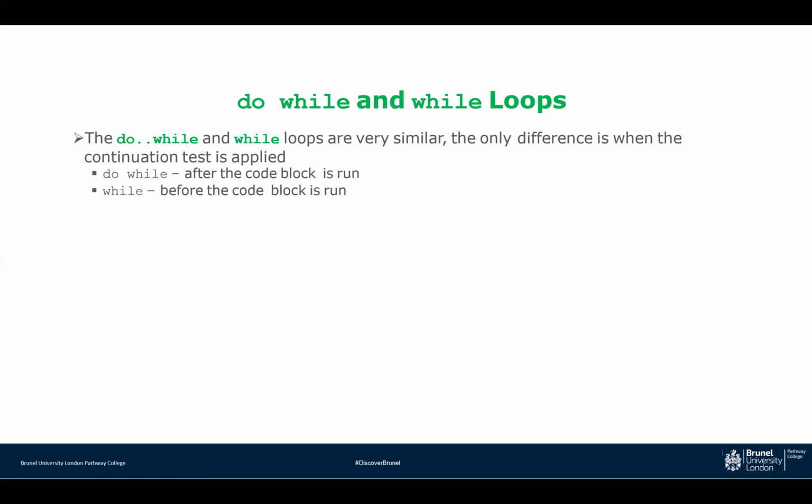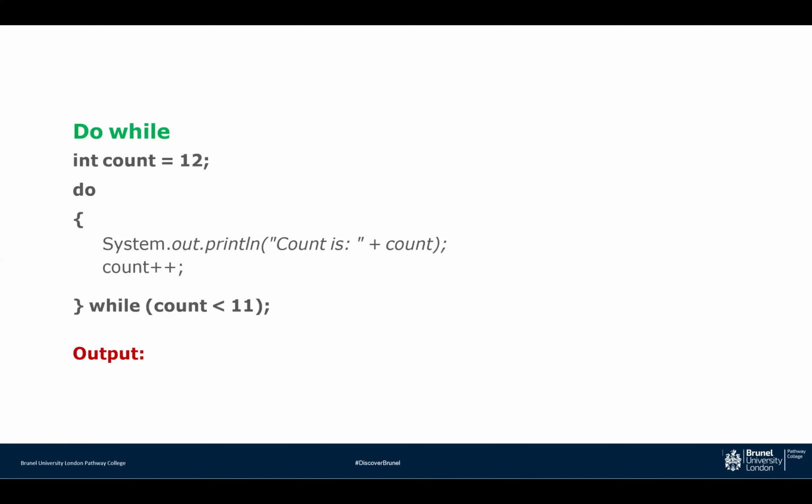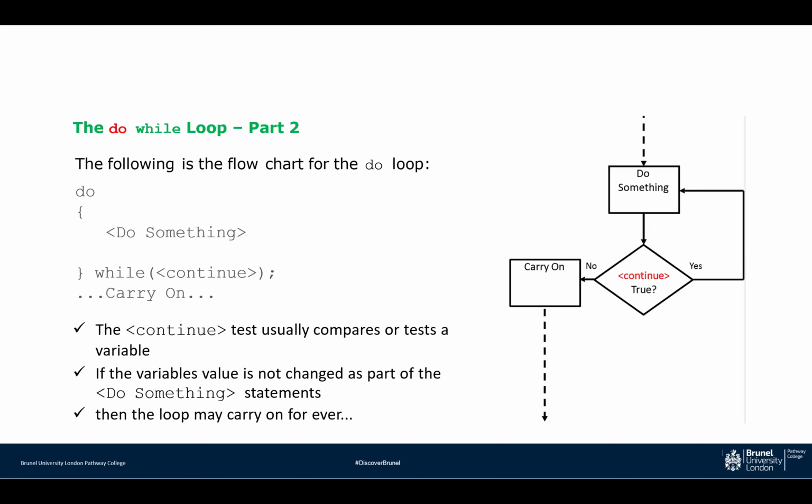So basically, that's the difference between while and do while. Do while, run the code, test the condition, sorry, after the code is run. While, before the code is run. So it depends on where we test the condition. As you can see here, the difference I told you about with while, we start from here. First of all, we test the condition. If it's true, we do the something. If it's false, we go carry on. But with do while, first of all, we do the something.